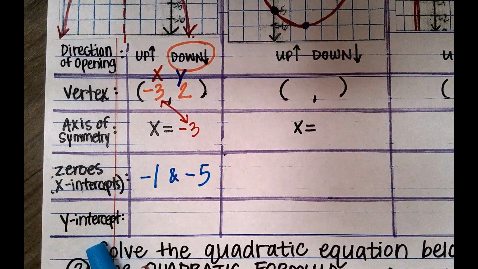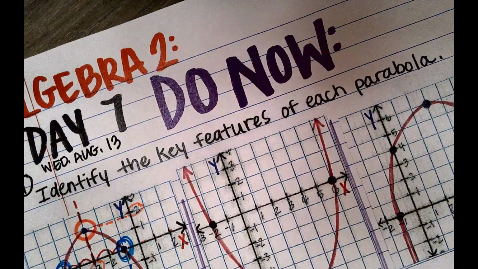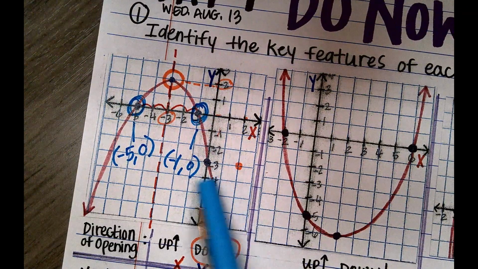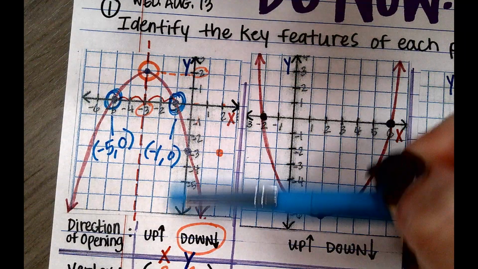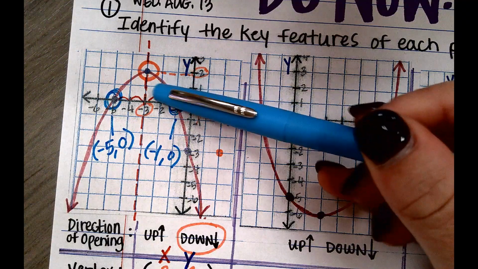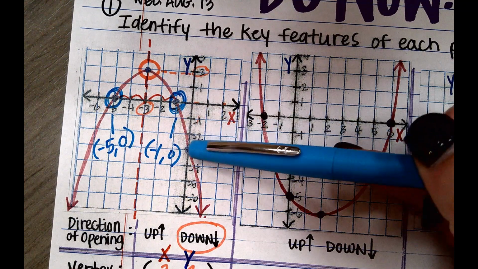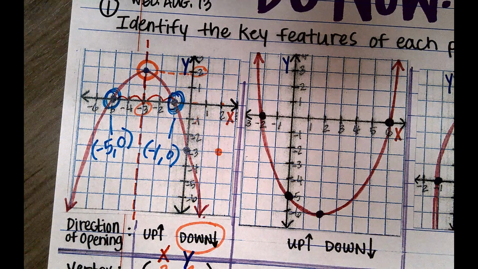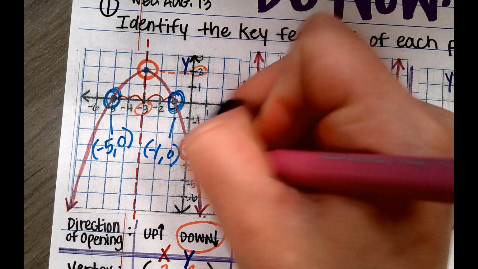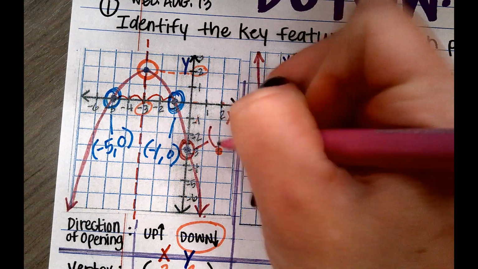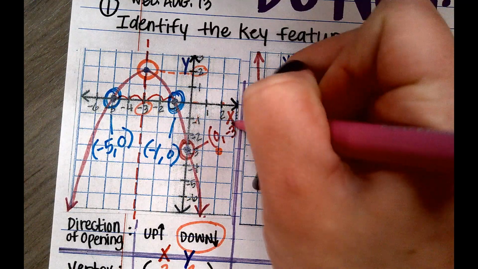The y-intercept is (0, -3). Very good. It's right here. That's where the y-axis and the parabola cross, right there. So I'm going to circle that and put the coordinate. And you said it's (0, -3).